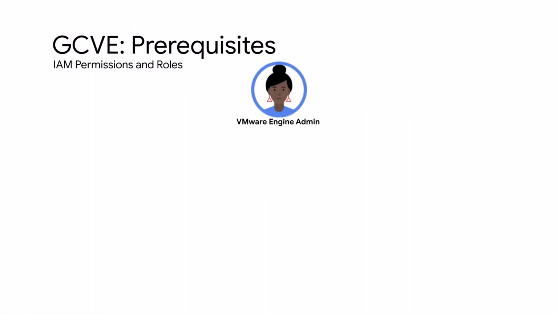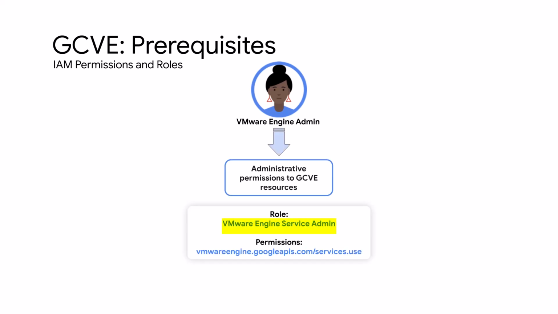To enable internet access and public IP service in your GCVE private cloud, you must have the Identity and Access Management, or IAM, role, VMware Engine Service Admin. This role has admin access to VMware Engine resources and the required permissions to perform these tasks. Let's see in action how to perform these tasks one by one.